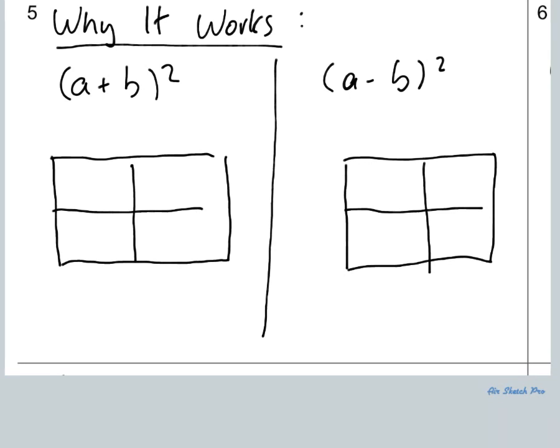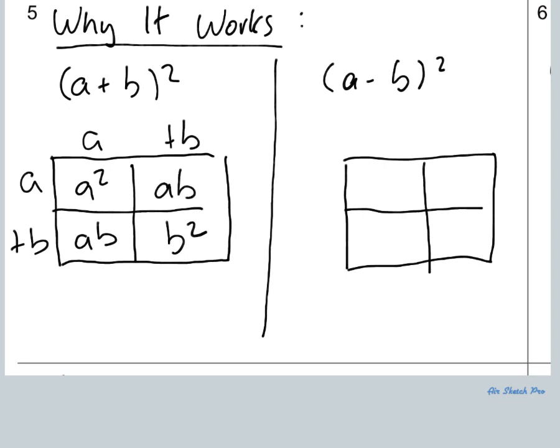So A plus B all squared means A plus B times A plus B. A times A is A squared. B times B is B squared. So that's those two things. Now, in the bottom left-hand corner, A times B is AB, and the top right-hand corner is B times A. And B times A is the same as A times B. So we've got an AB there. So across the diagonals there, I've got 2AB. So there's my A squared, there's my B squared, and there's my 2AB.